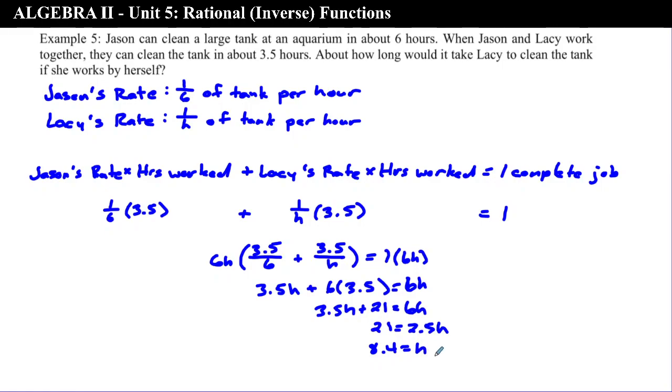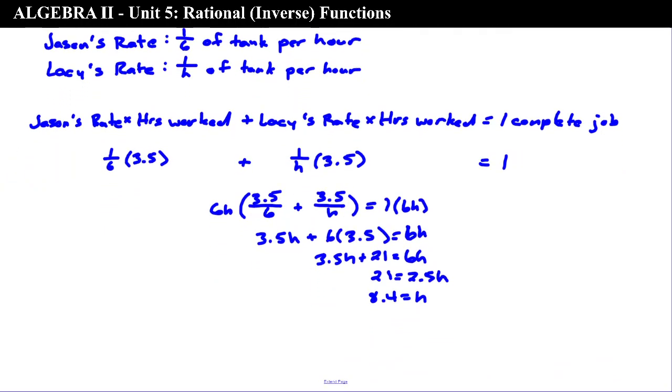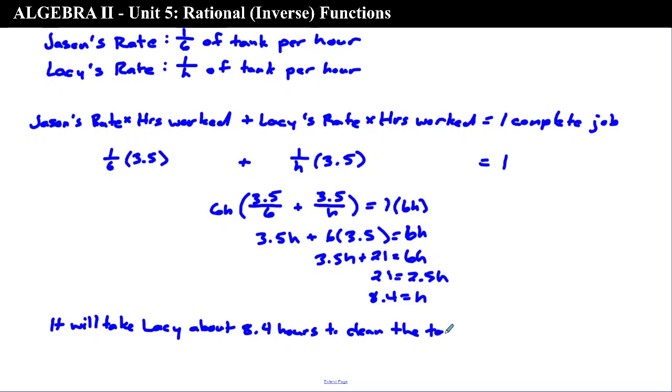Now remember, word problems call for kind of word solutions. So we got to put this into context. So we will do that here. It will take Lacey about 8.4 hours to clean the tank by herself. And that would be your final answer.